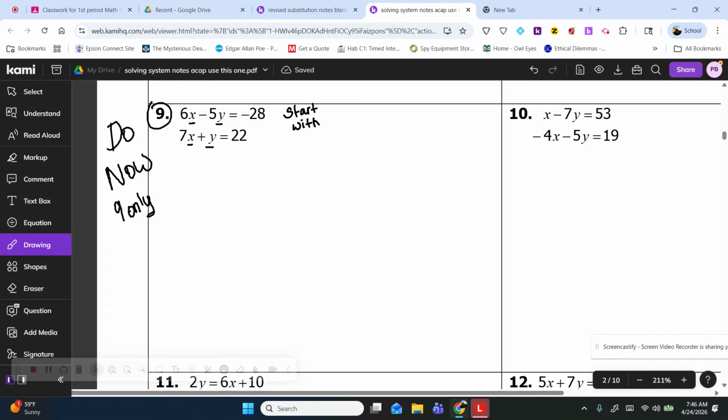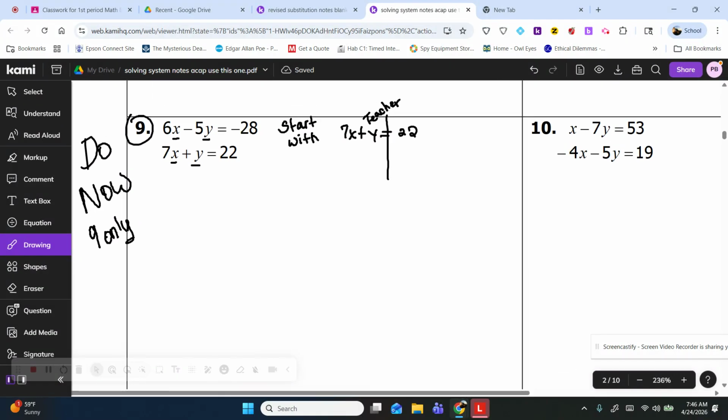So you're going to start with 7x plus y equals 22, and your teacher is going to be y, the variable that has nothing in front of it. Since that's your teacher, you need to get rid of everything but the teacher. So you need to get rid of the 7x. To get rid of the 7x, you make a ZP, a zero pair. But what you do to one side, you do to the other. So now we end up with y equals 22 minus 7x.